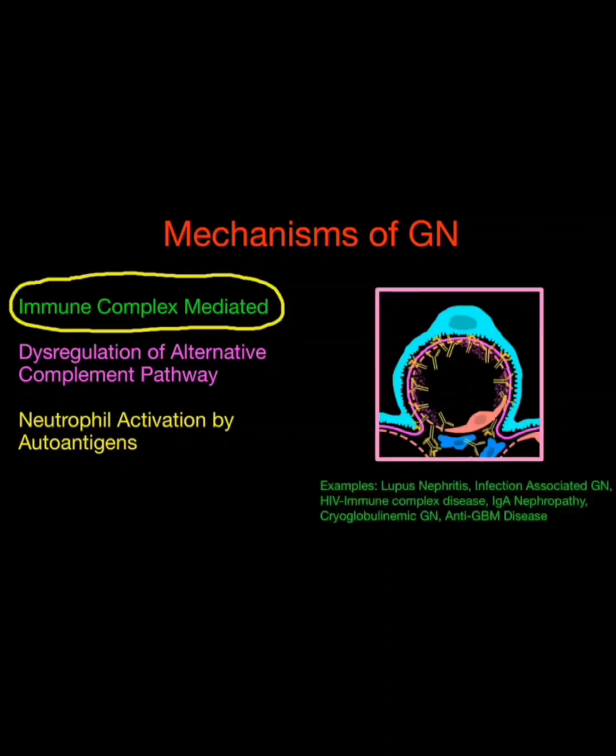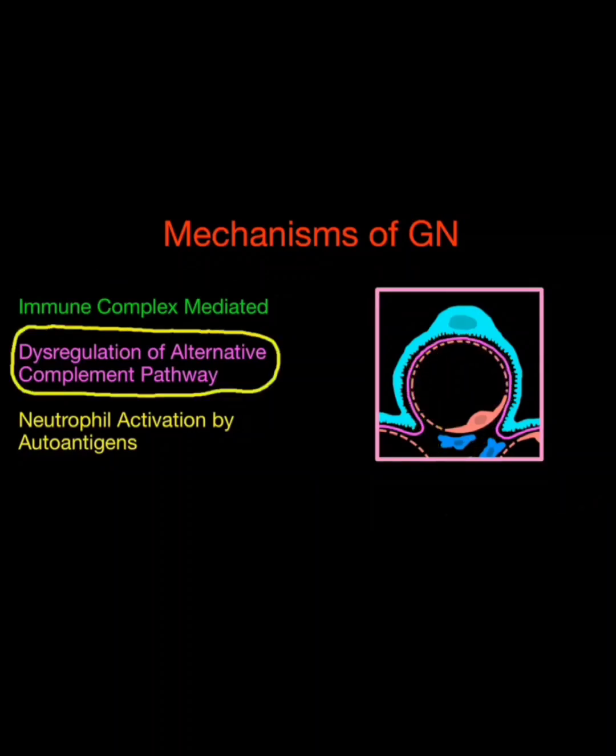So examples of immune complex-mediated GN include lupus nephritis and the infection-associated GNs, which used to be called post-infectious glomerulonephritis. There's also an HIV immune complex kidney disease, IgA nephropathy, cryoglobulinemic GN, and also, as I mentioned before, anti-GBM disease. The next important mechanism is through dysregulation of the alternative complement pathway.